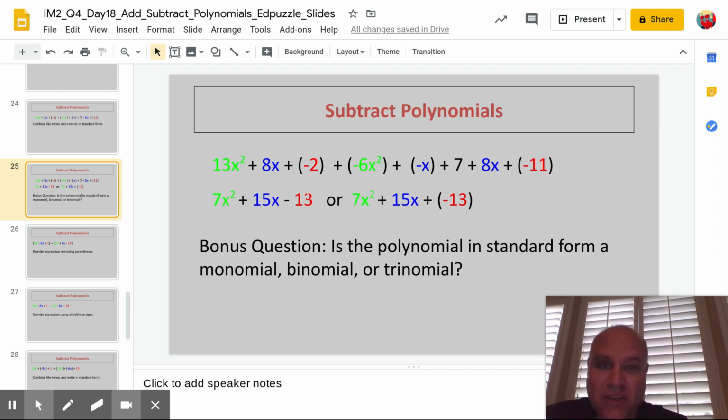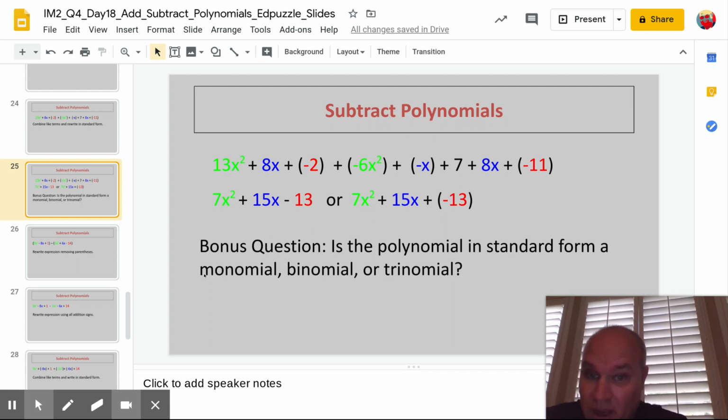You are allowed to use a calculator in this class. If you're not real strong with your integers, you may use a calculator as you go through the process. Just remember on your calculator, if you're adding a negative, you got to put in parentheses with the negative sign. All right, you could have also written this as 7x squared plus 15x plus negative 13.